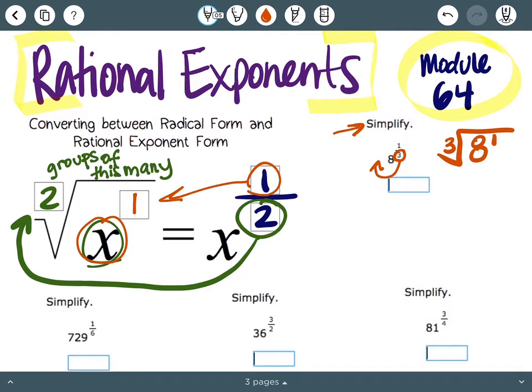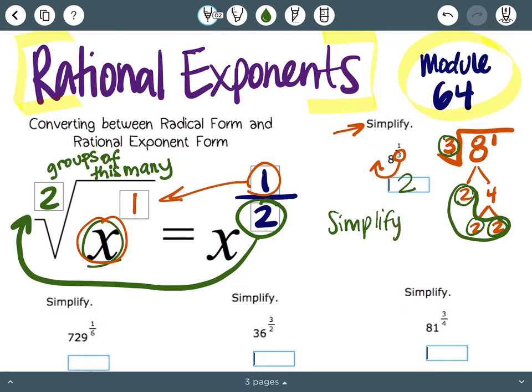So I'm going to think about my number 8. And I know that 8 is 2 times 4, right? And 4 is 2 times 2. I remember from previously that I'm looking for groups of 3, right? So I have 1, 2, 3 2's, which means that I have one group of 3 2's, which means that the cube root of 8 is 2. Right? If you can't remember this, you can go ahead and Google simplifying cube roots, or simplifying roots of more than 2. That would be a really good place to start.